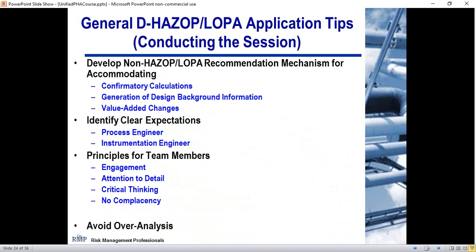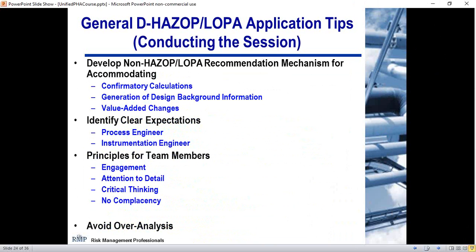Identifying clear expectations. I usually tell the process engineer that if they walk into my HAZOP and LOPA and they can't identify the dynamic response of a system within 30 seconds of when I ask, hey, what happens if this valve closes, or what happens if this pump stops, they're really not prepared. And they really need to look at their system. They need to study the predefined cause list to make sure that they're prepared properly. Same thing for instrumentation. If they don't know what their instruments do when you hit that high pressure set point, they haven't done their job. They need to come in engaged to do a good job for the team.